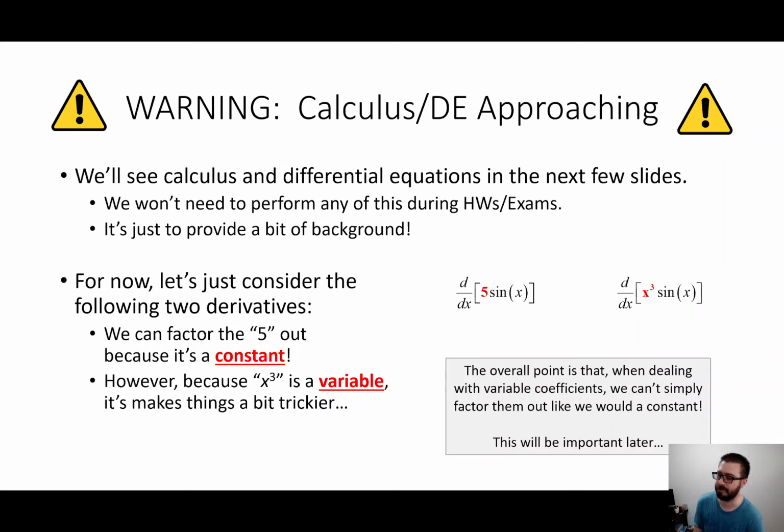No, you cannot, okay? Because x cubed is a variable, it makes things trickier. Now, for this derivative, you learn how to do this derivative in Calc 1. It's pretty straightforward. You just apply the product rule and so on and so forth. But the point is those coefficients are handled differently when one is a constant versus one is a variable.